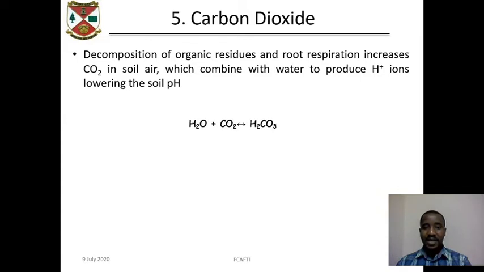Now that carbon dioxide that has been released by the decomposition of organic matter and by the plant roots will combine with soil water to produce this carbonic acid. H2CO3 is carbonic acid, okay, which is a weak acid. Now this carbonic acid, because it is a weak acid, one hydrogen ion will dissociate in the soil solution, to form one hydrogen ion plus this bicarbonate ion.